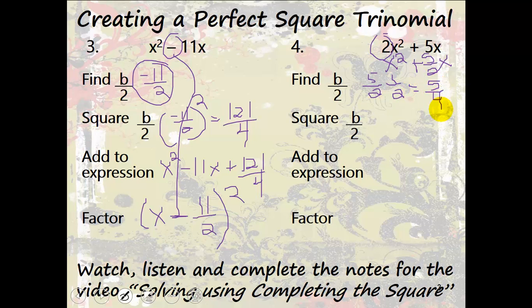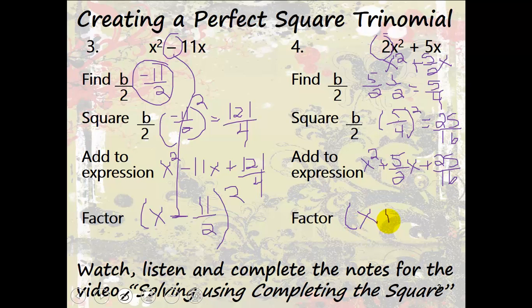Okay, that's b over 2 is 5 fourths. Now we're going to square it. Well, 5 fourths squared is equal to 25 sixteenths. Then I'm going to add it to the expression. It's the x squared plus 5 halves x plus 25 sixteenths. Looks messy, looks nasty, but what we're going to do is it's going to factor into x plus 5 fourths squared. It's that easy.